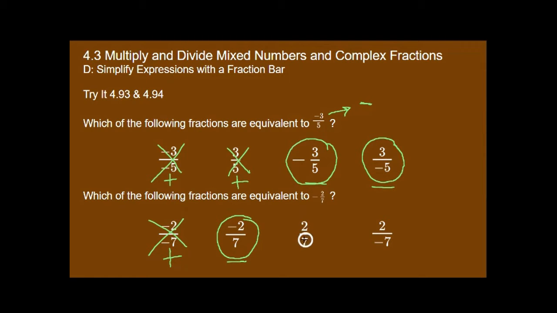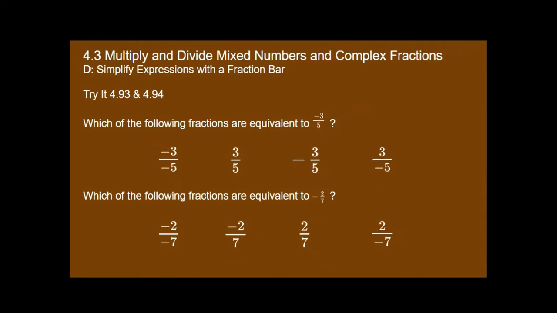A positive numerator and a positive denominator gives us a positive fraction, that is not equivalent. A positive numerator and a negative denominator gives us a negative fraction, and that is equivalent. Okay, so check what you marked on your paper, make sure it is correct. If not, go back and rewatch the section that explains it.